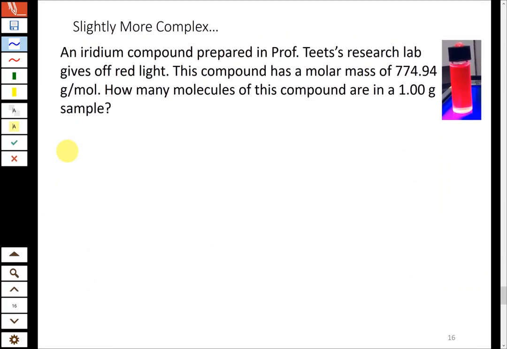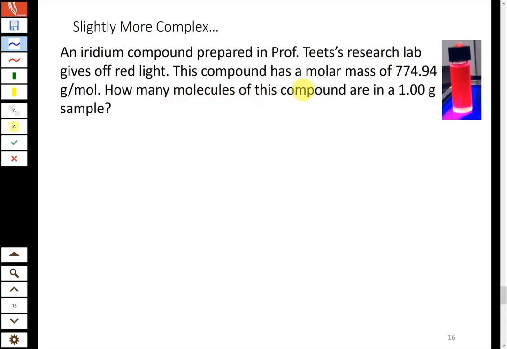All right, so now we're going to do a slightly more complex example using the molar mass as part of that. So we've talked about gold, which is my second favorite element, and now we have iridium, which is my absolute favorite. You guys should all have your own favorite elements too if you don't already. So an iridium compound, this was from a long time ago, this is kind of dated now, but this is what it looks like. It glows bright red, it's pretty cool to look at. But it has a molar mass of 774.94 grams per mole, so a pretty big molecule.